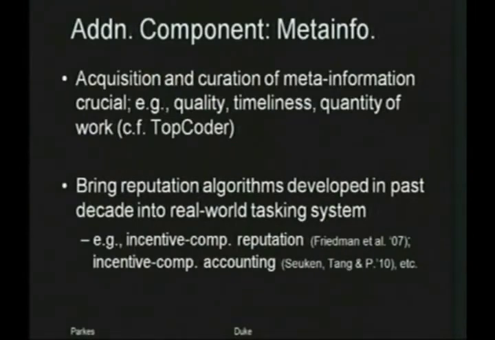Another comment I wanted to make is that to be really successful here, you need to collect meta information: reputation, feedback, quality, etc. Topcoder has a very elaborate reputation system where they compute and share a lot of statistics on the workers that are doing software engineering tasks. And this is, I think, extremely exciting because as a field within AI and theoretical computer science to some extent, we've been developing reputation algorithms for about a decade. And now I think that we can begin to apply them to these kinds of systems.